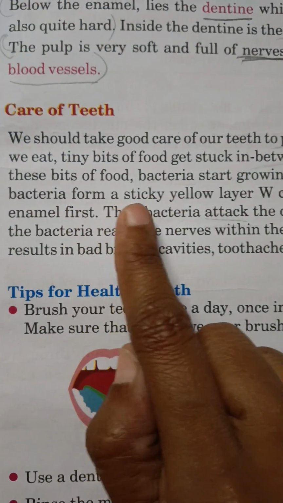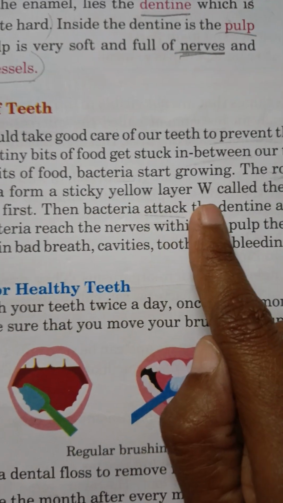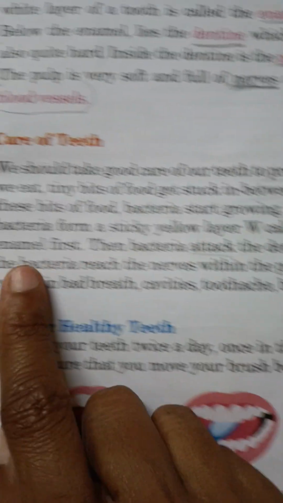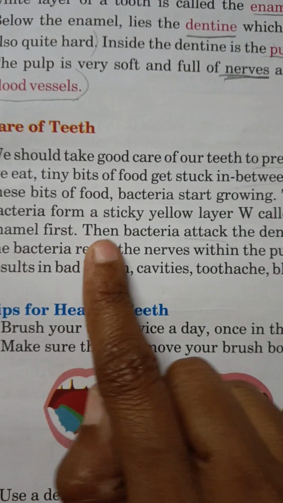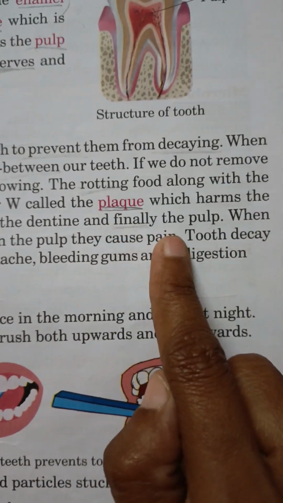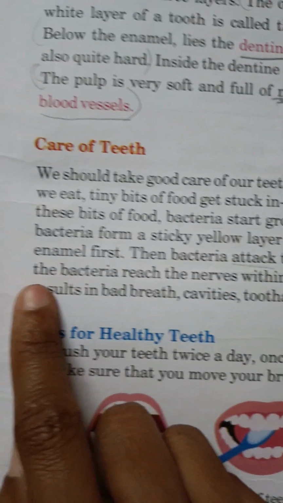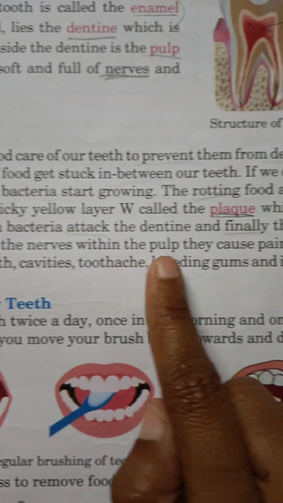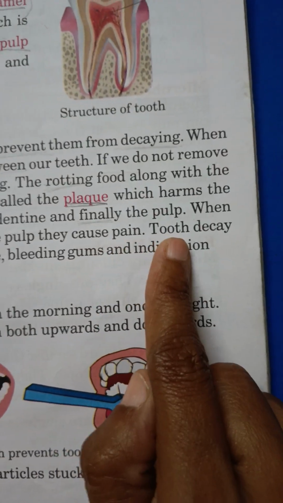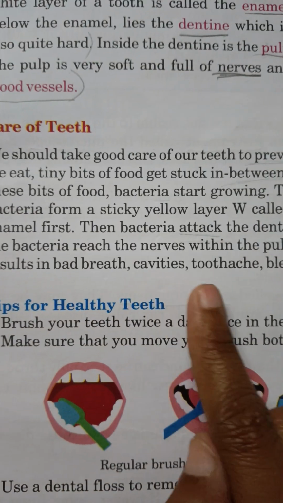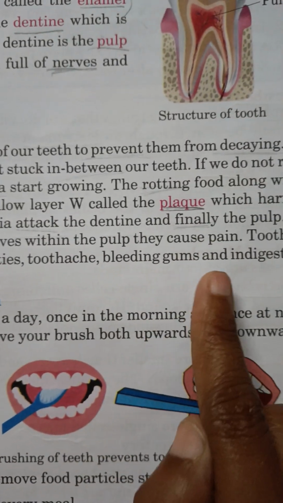bacteria, forms a sticky yellow layer called the plaque, which harms the enamel first. Then bacteria attack the dentine and finally the pulp. When the bacteria reach the nerves within the pulp, they cause pain. Tooth decay results in bad breath, cavities, toothache, bleeding gums, and indigestion.